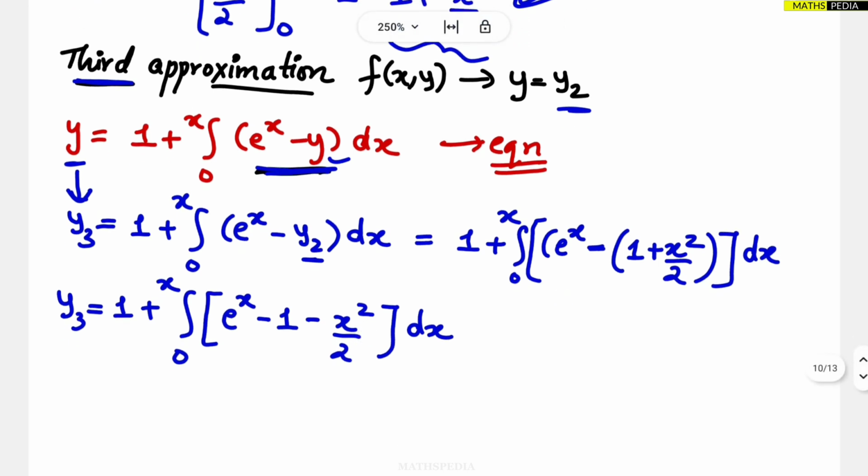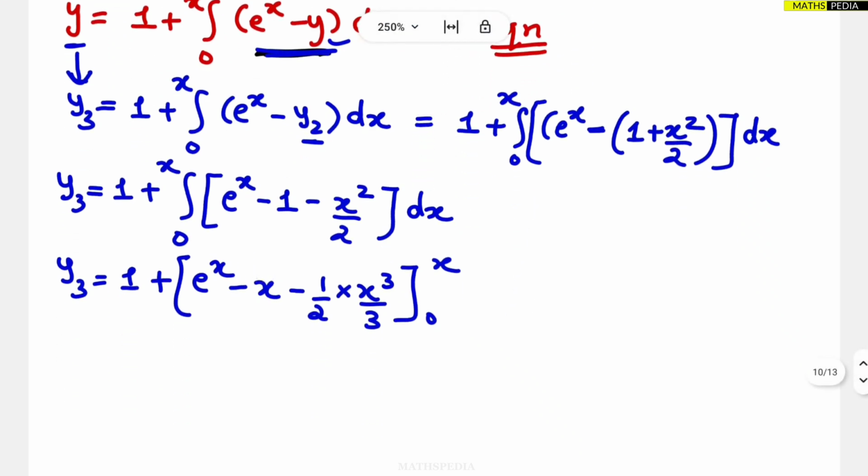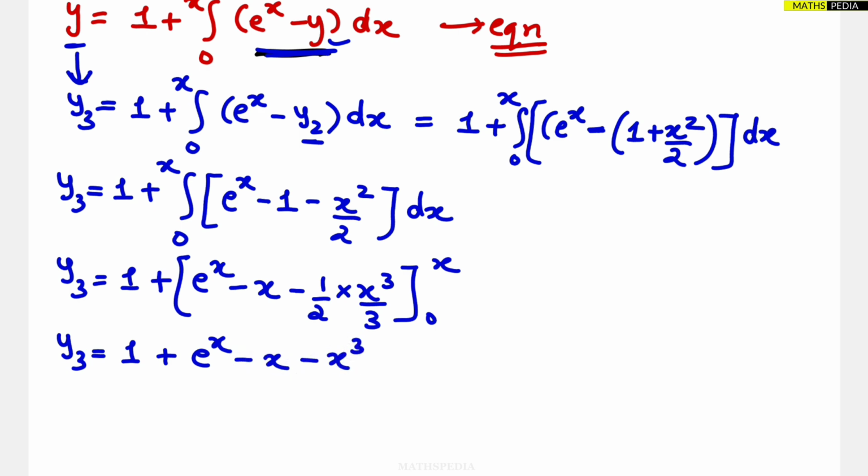Now we have to do the integration part. So y3 becomes what? 1 plus integration of e power x is what? e power x itself minus. Now integration of 1 is x as we know, and minus 1 by 2 you keep it outside. Integration of x square is what? x cube by 3. Now we have to put limits also, 0 to x. The simplified version of this becomes 1 plus e power x minus x cube by 6.